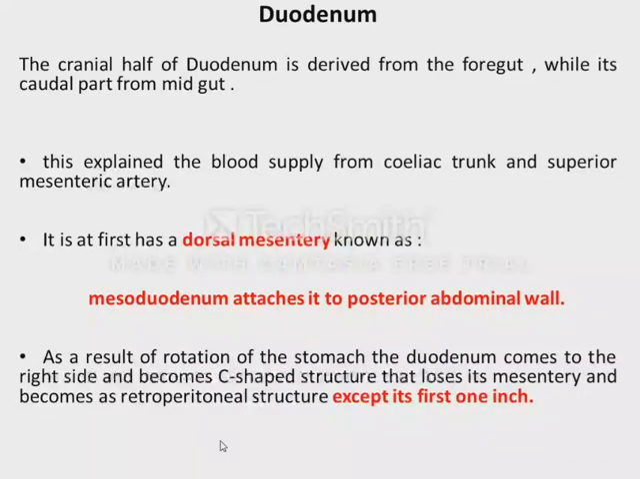The embryological development of the duodenum. The cranial half of the duodenum is derived from the foregut, while the caudal part is derived from the midgut. So this explains the blood supply from the celiac trunk and superior mesenteric artery. At first it has a dorsal mesentery known as the mesoduodenum attached to the posterior abdominal wall. As a result of rotation of the stomach, the duodenum comes to the right side and becomes a C-shaped structure that loses its mesentery and becomes a retroperitoneal structure except for its first 1 inch.